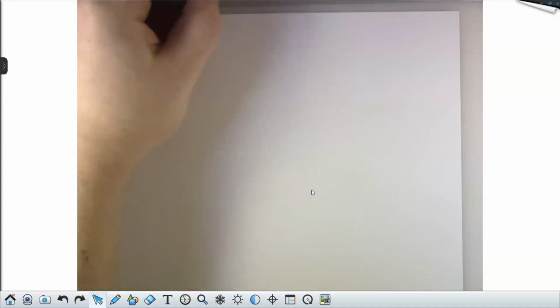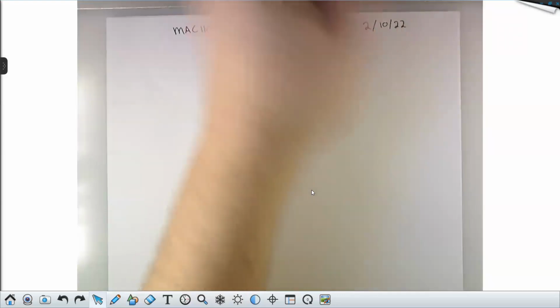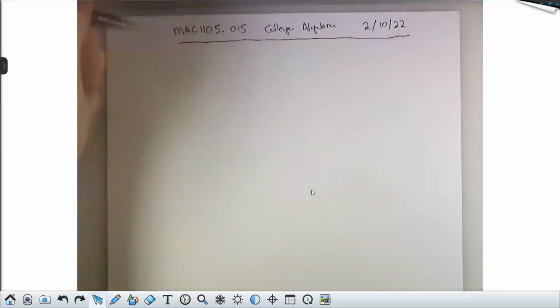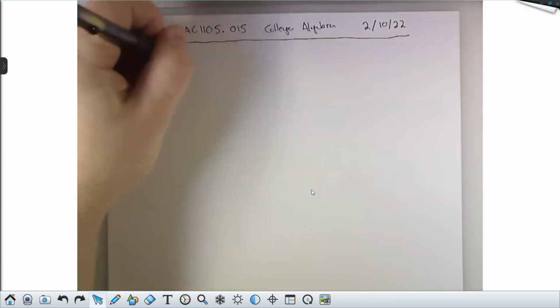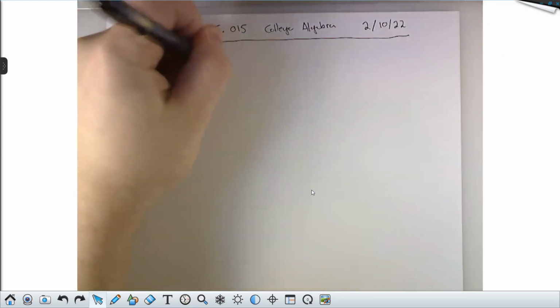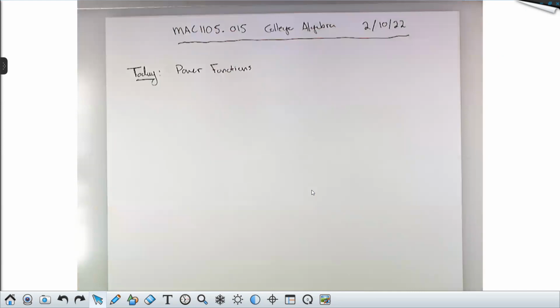This is MAC 1105, section 015, which is college algebra. And the date today is the 10th of February 2022. The thing we're discussing today is power functions. And we do have an activity associated with this. We won't do the activity today. We will do it on Tuesday after you've had time to play around with these concepts. But just a heads up, there is another in-class activity coming soon.